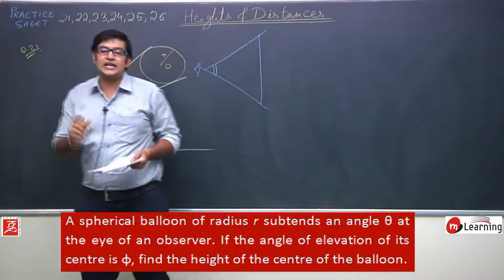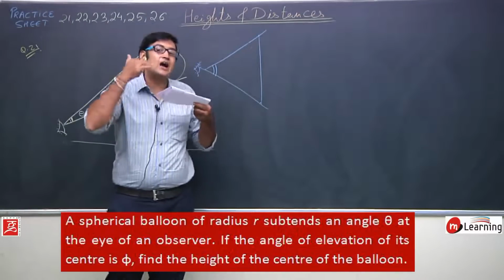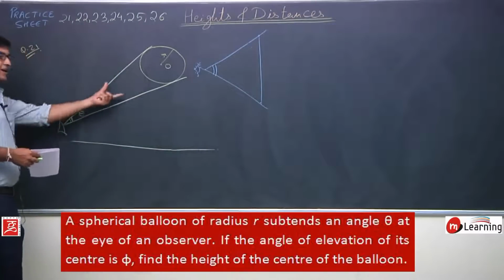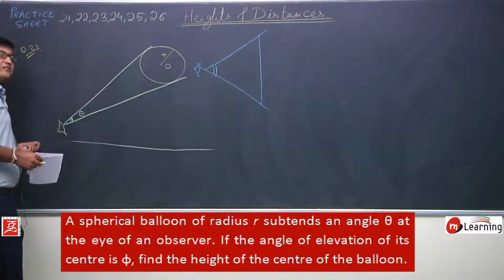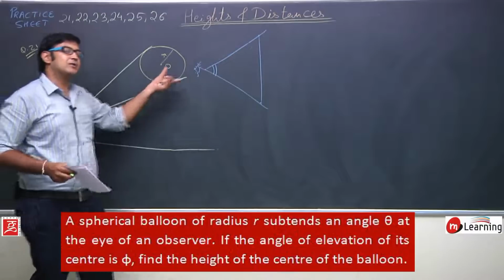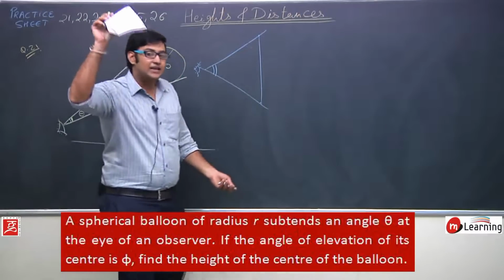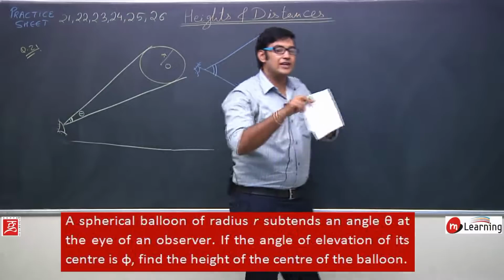This is the angle which this balloon subtended at my eye. If I move away from this balloon, this angle will decrease. If I move towards the balloon, this angle will increase. The span that my eye needs to have to observe this balloon will increase.